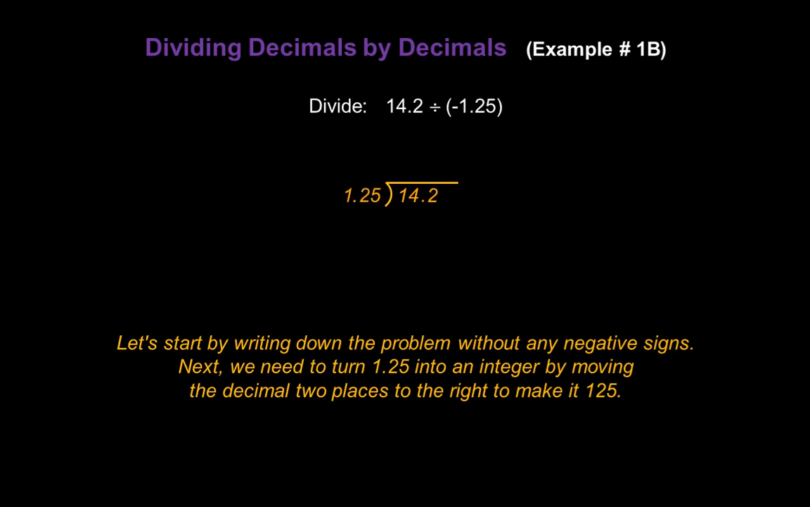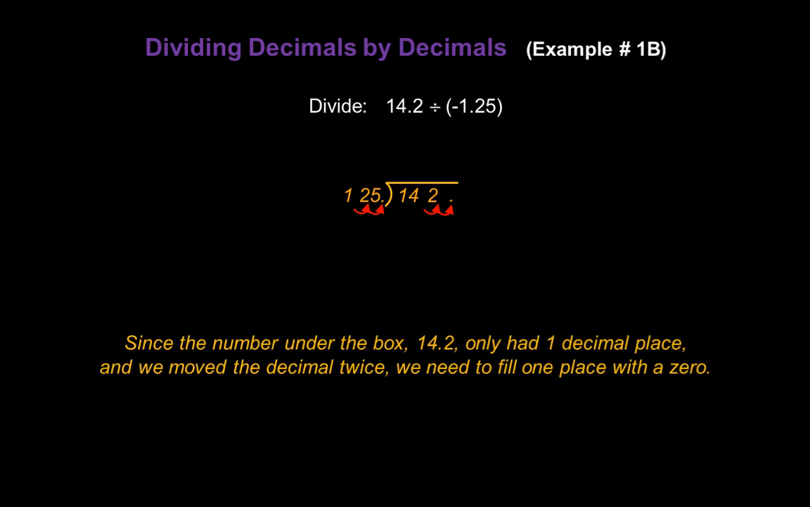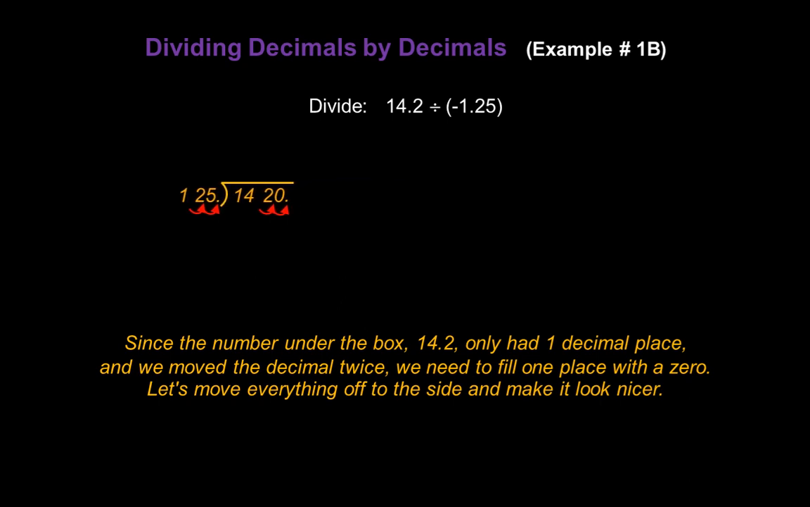So take a look at 1.25, find its decimal, and move it twice. Moving it once gives us 12.5. Moving it again gives us 125. Again, movement of the decimal outside of the box requires the same movement of the decimal inside the box. So we'll move that decimal 2 places to the right, once and twice. Now, since the number under the box, 14.2, only had 1 decimal place, and we moved the decimal twice, we've created a gap, and we need to fill that gap with a 0. So put a 0 right after the 2. Now let's move all of this off to the side, and I'll rewrite the problem to make it look nicer. 1,420 now inside the box, and 125 outside the box.